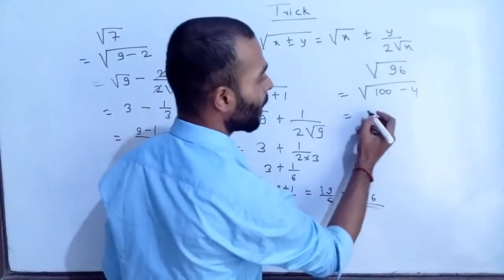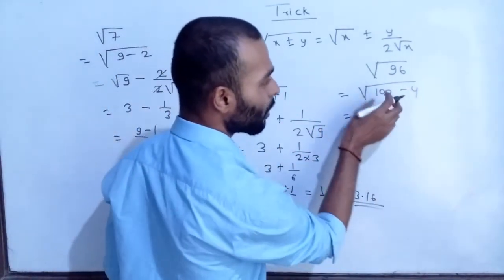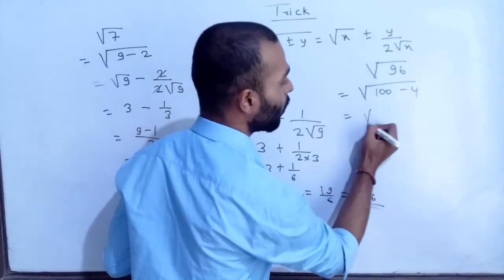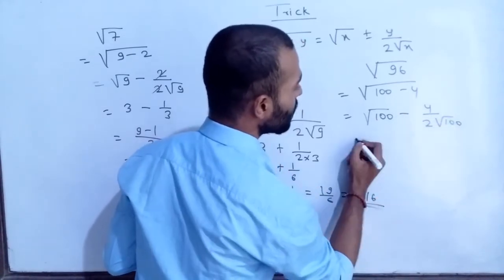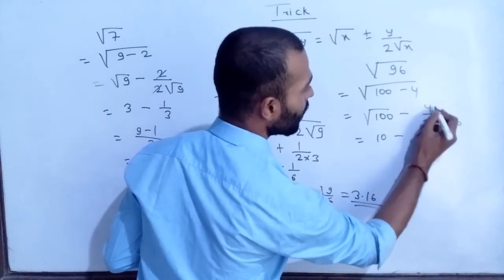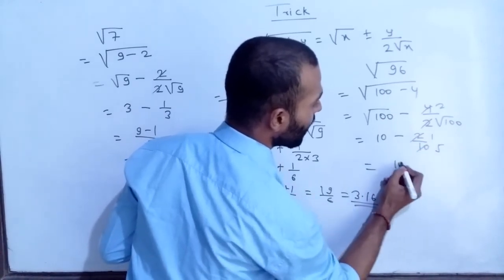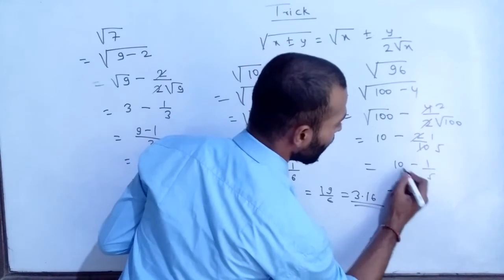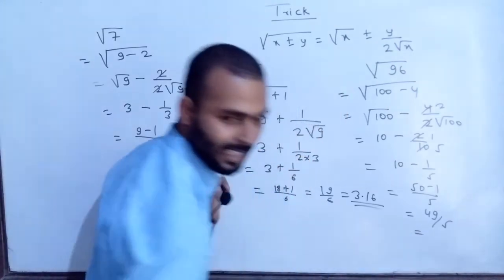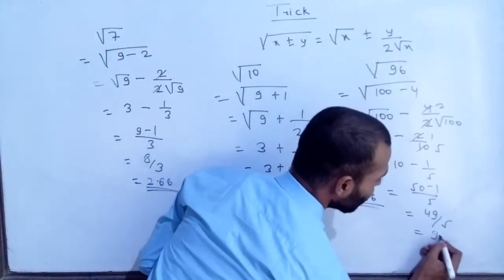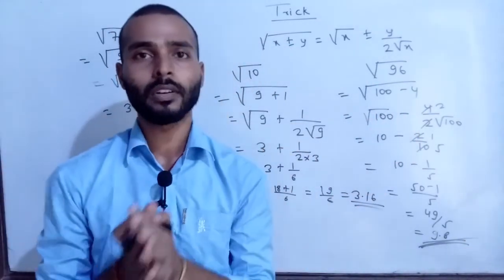So by using the formula, root 96 can be written as root of 100 minus 4, and it is in the form of root x minus y. According to our formula, root x minus y by 2 root x. So root 100 equals 10, minus 4 by 2 times 10; 2 ones are 2, 2 fives are 10. So 10 minus 1 by 5 equals 50 minus 1 by 5 equals 49 by 5, and it can be written as 9.8. So this is an easy method to solve the square root of any number.